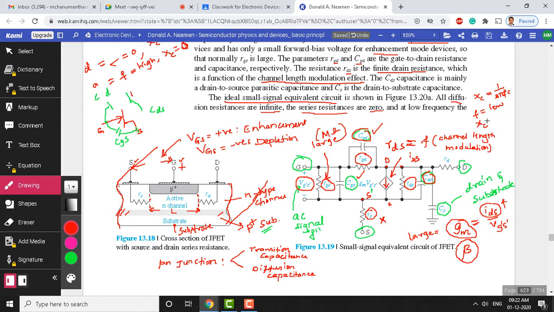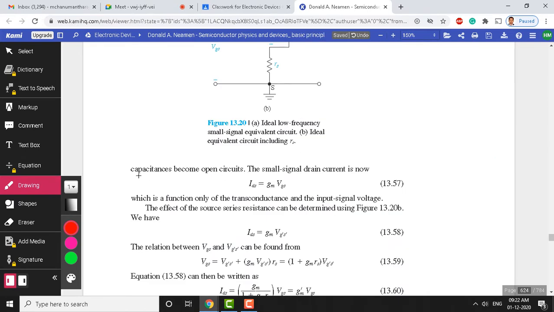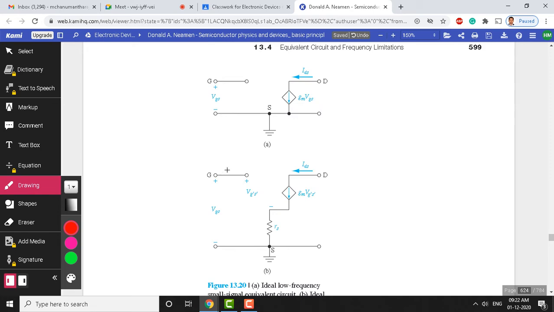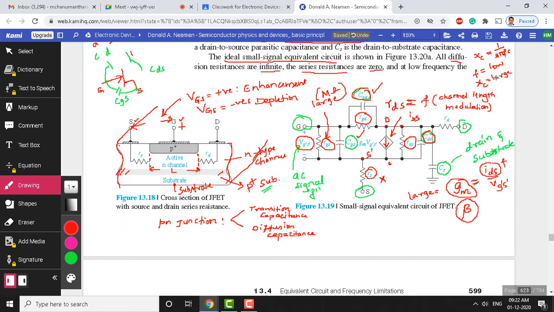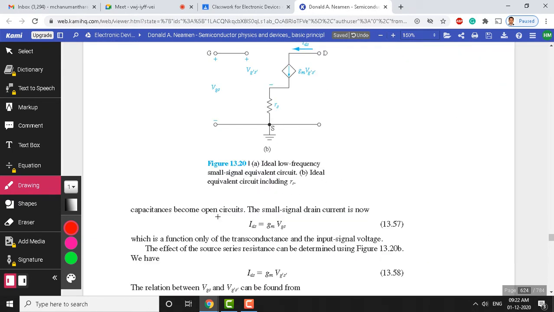XC is capacitive reactance, XC becomes large. At low frequency the capacitive reactance becomes large. So capacitance becomes open circuit at low frequency. When the reactance becomes large, definitely, since we are analyzing at low frequency because it's a small signal equivalent model, the capacitance becomes open circuit.